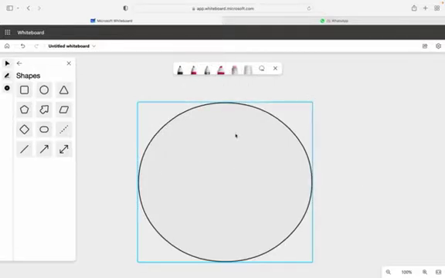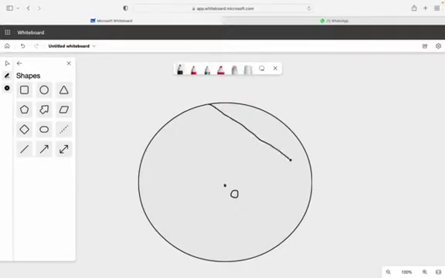Okay. Assume this is a circle and assume this to be the center of a circle. So the center is usually denoted by the letter O, correct? Now let's have a chord and name the chord as X, Y.